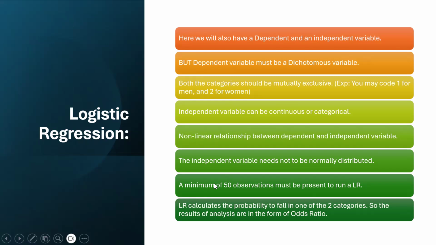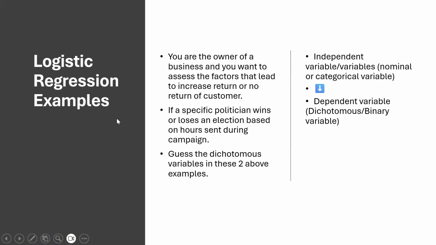A non-linear relationship should be there, and the data does not need to be, you don't need to be specific about whether it is parametric or not, and whether it is linear or not. This is important. Once again, a minimum of 50 observations should be used, and the outcome should be in a box of two. For example, you are the owner of a business and you want to see what factors are leading to an increase in return of a customer.